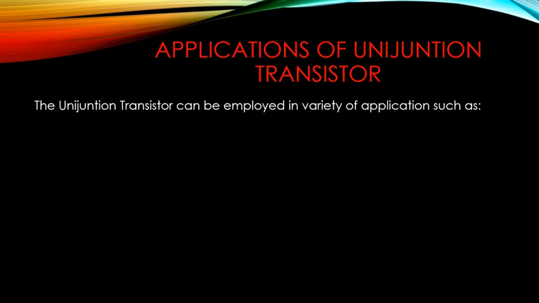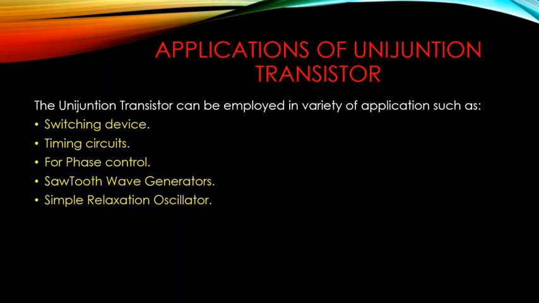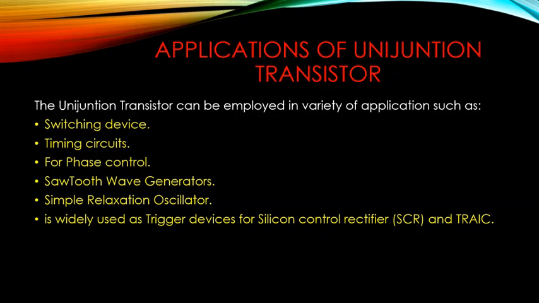I will present the applications of the unijunction transistor. The unijunction transistor can be employed in a variety of applications such as switching devices, timing circuits, phase control, sawtooth wave generators, simple relaxation oscillators, and UJT is widely used as a trigger device for a silicon controlled rectifier SCR and triac.